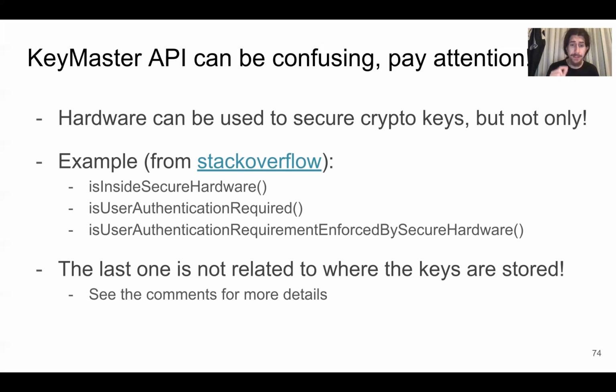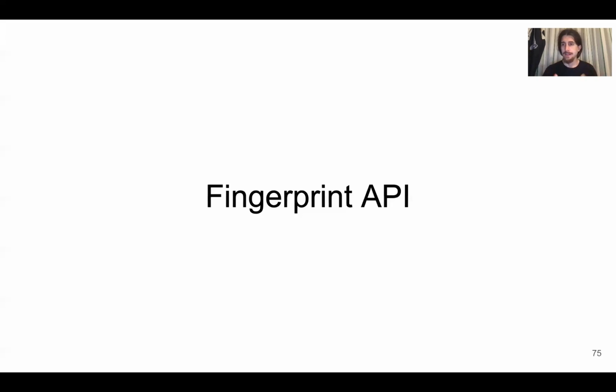But in the case where the authentication requirement is actually enforced by secure hardware, this is protected even if the operating system is compromised. So the hardware is actually useful to protect and to establish whether the user actually authenticated or not. I'm going to have an example about these kinds of keys in later slides. So if you are a bit confused, hold on. The later slides are these ones, the fingerprint API.